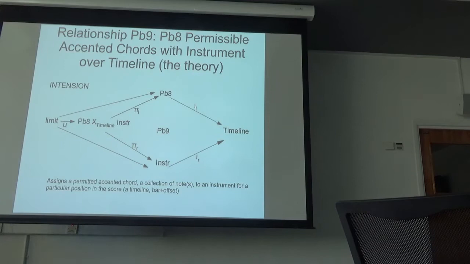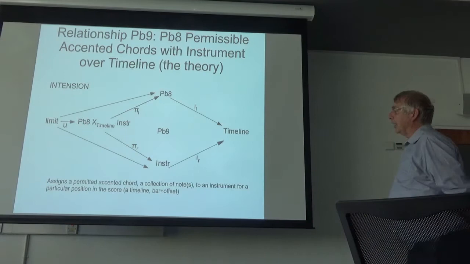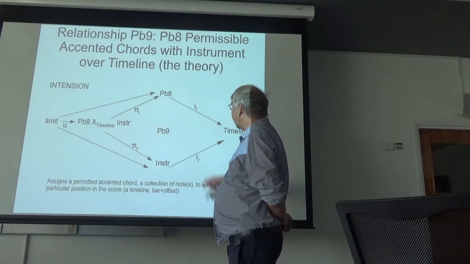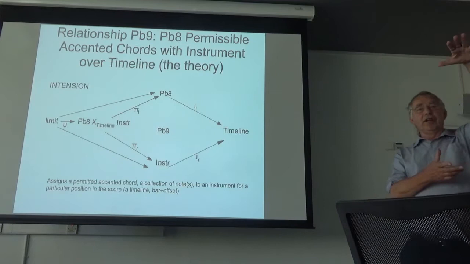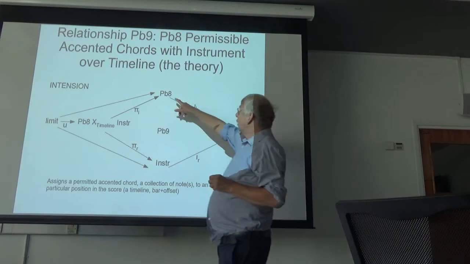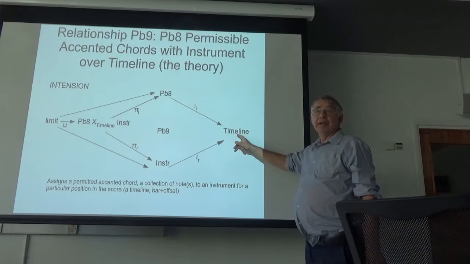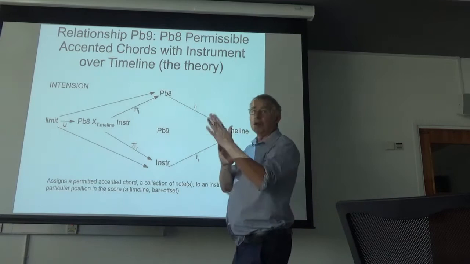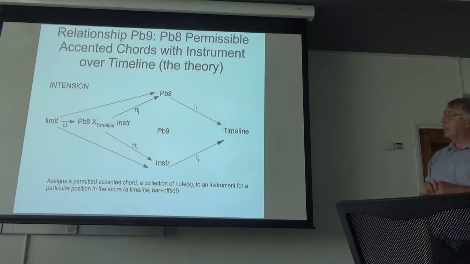Right, so now let's get a bit closer to the actual playing. If we take that last one, all the permissible notes, then we can assign them to an instrument. Because if you have a score, you have things like violins, clarinets, and things like that. So this would assign a collection of permissible notes for one timeline in the musical score. So this would be for one instrument, one note they're going to play. So for a flute, it might be F, something like that. On a piano, it could be a chord.